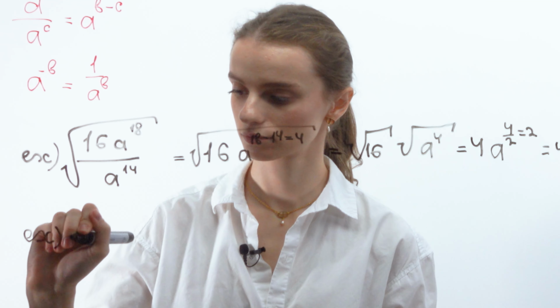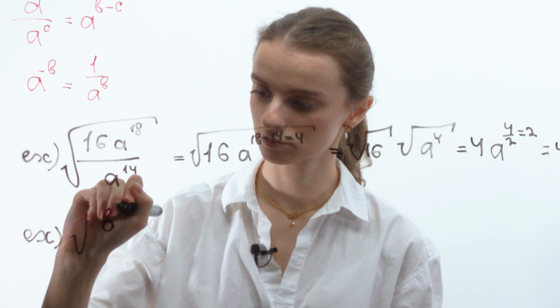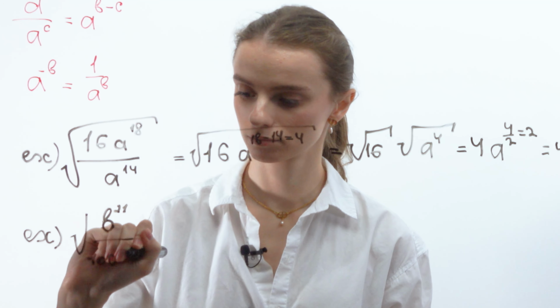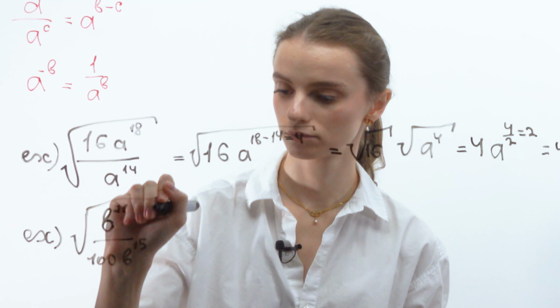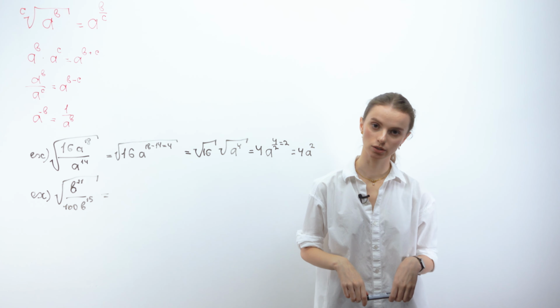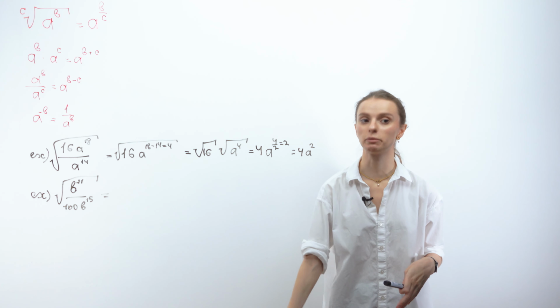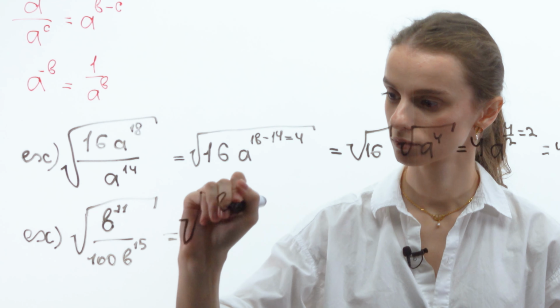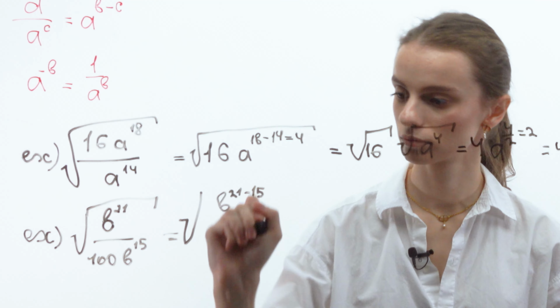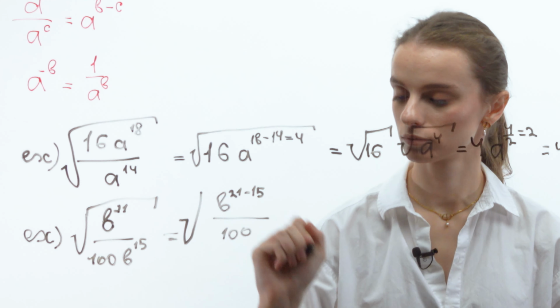What if you have square root of b to the 21st power over 100b to the 15th power? What are we going to do first? Again, I like to deal with the quotient. And how am I going to deal with it? I'm just going to subtract my powers. 21 minus 15 is 6. So I have square root of b to the 6th over 100.